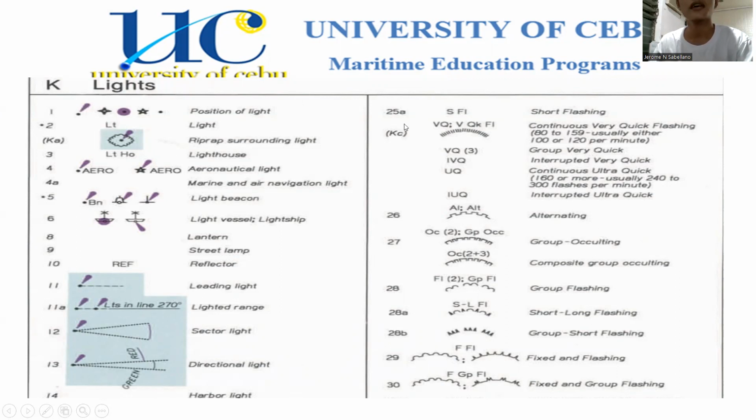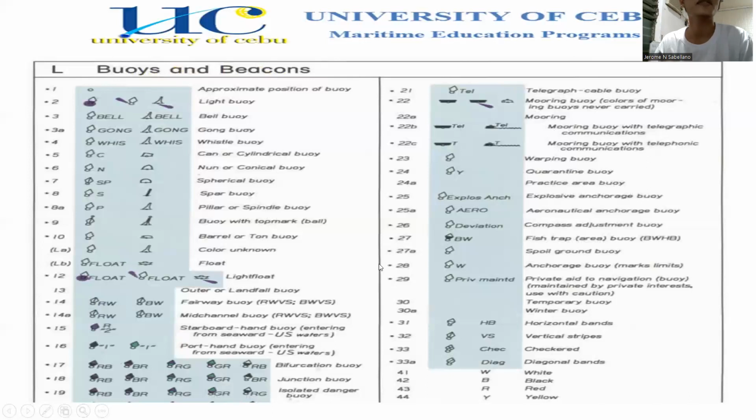This here is the flashing of lights. Next are buoys and beacons. Here are the symbols: the lighted buoy and bells. Same as before, they can be seen in the electronic chart.